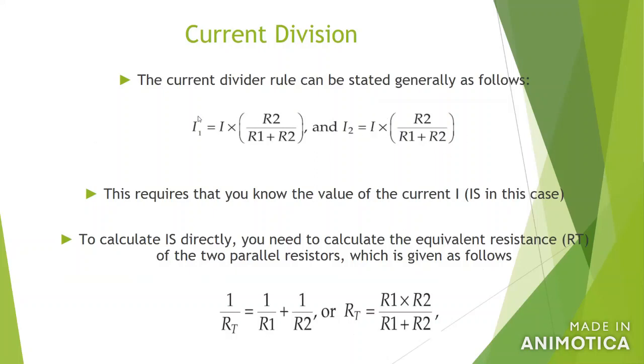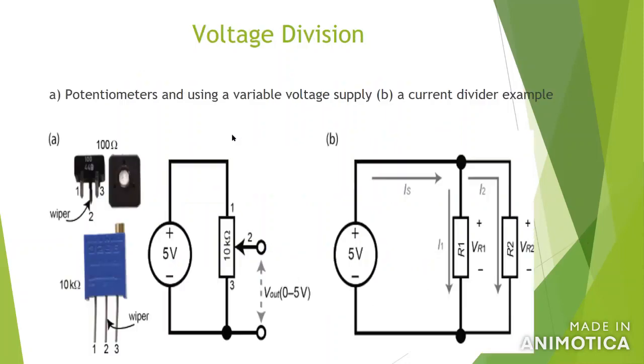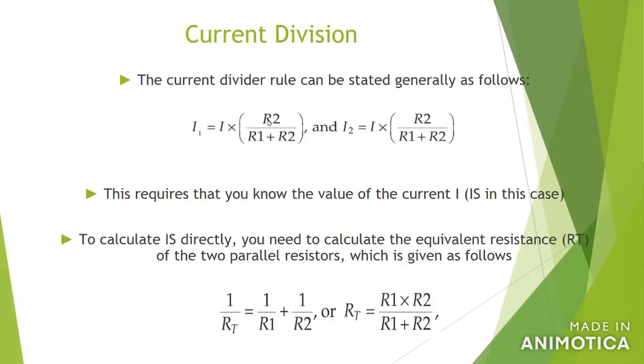formulas to calculate the current. So I1 will be equal to I, that's the current before the separation. Okay, so it's equal to R1 times R2 over R1 plus R2. You see, I1 is equal to R2 over R1 plus R2. Okay, and let me see.